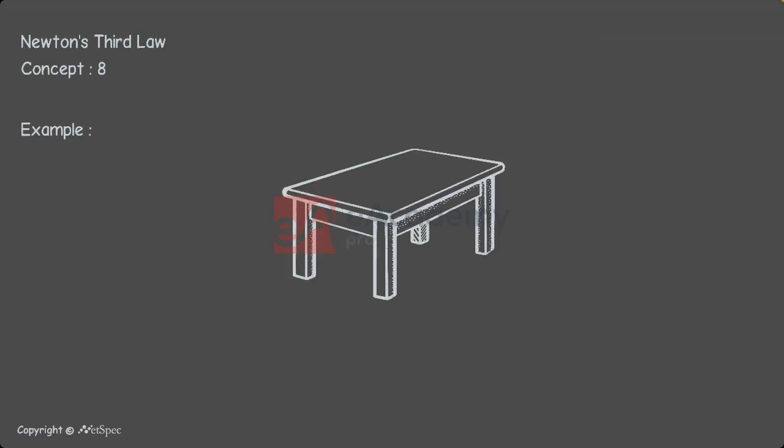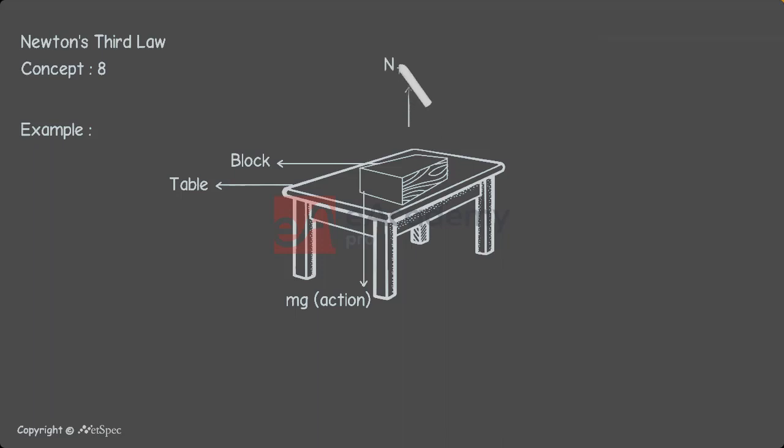Let us see another example. Let us draw a block and a table. Now the block is kept on the table. Now we can see that the block is at rest. This is because the force mg, the gravitational force on the block, is in the downward direction and the table develops the normal reaction in the upward direction. So these two forces are balanced at the block and that is why the block is at rest.